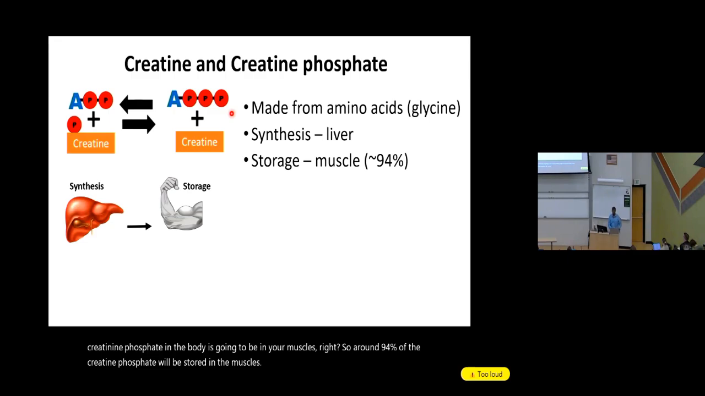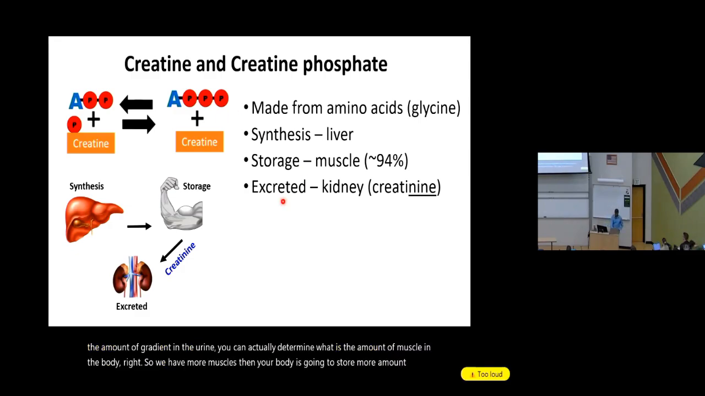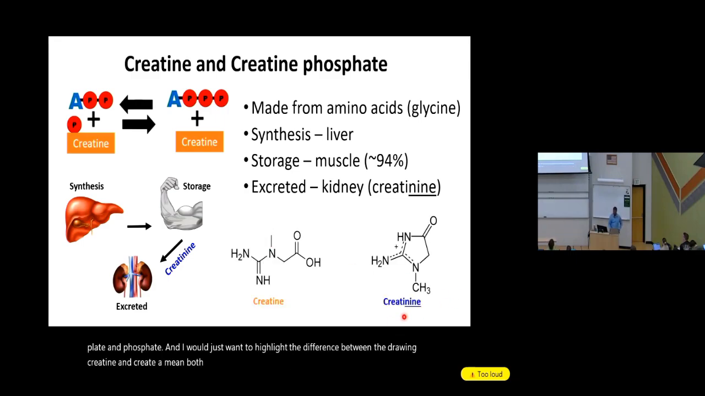And we find that around 2% is regularly excreted in the urine, and so by measuring the amount of creatinine in the urine, you can actually determine the amount of muscle in the body, right? So if you have more muscle, then your body is going to store more creatine phosphate. I just want to highlight the difference between the terms creatine and creatinine. Both have different structures, and creatine, as in the number 9, has a ring-shaped structure. Creatinine also has a ring-shaped structure, and that's how it is going to be excreted in the urine, right?